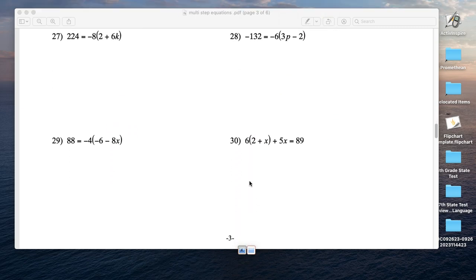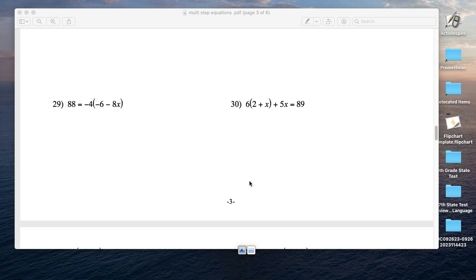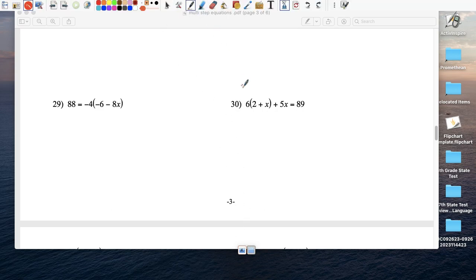Number 30. Last problem. Okay. Distributive property right here. 6 times 2 is 12. 6 times x is 6x. Plus 5x equals 89. Step 1, distributive property, done. Step 2, combine like terms.